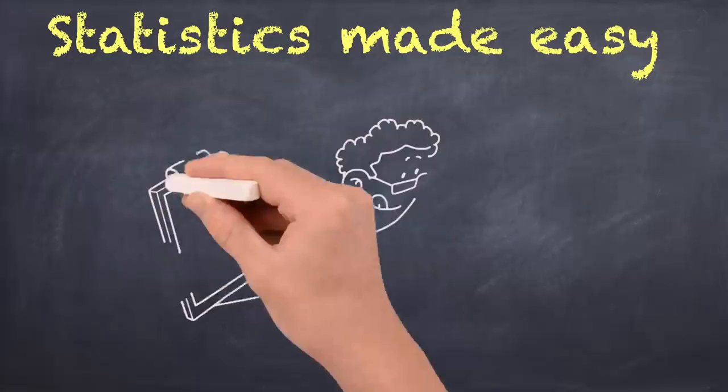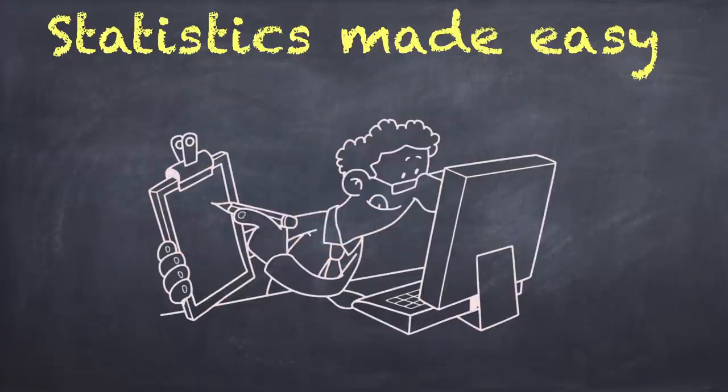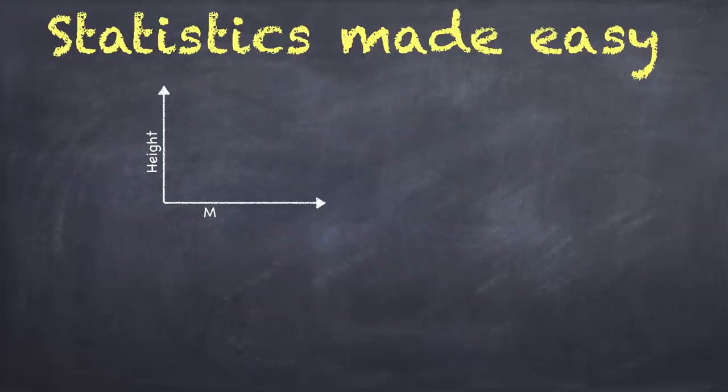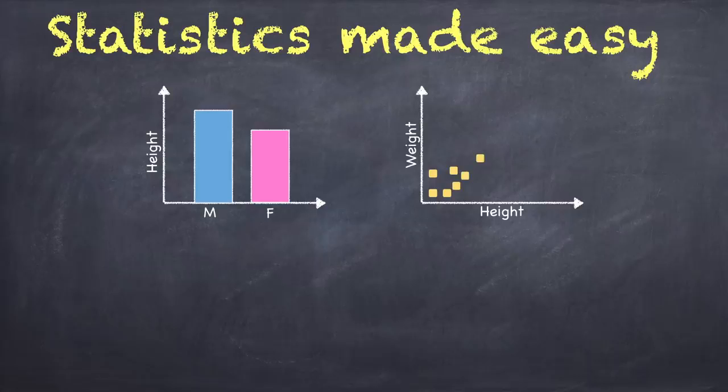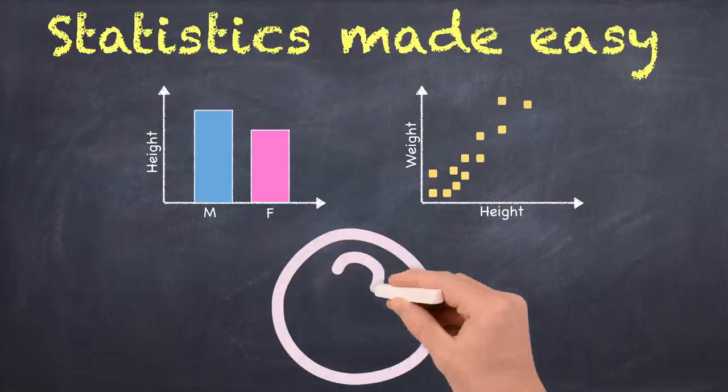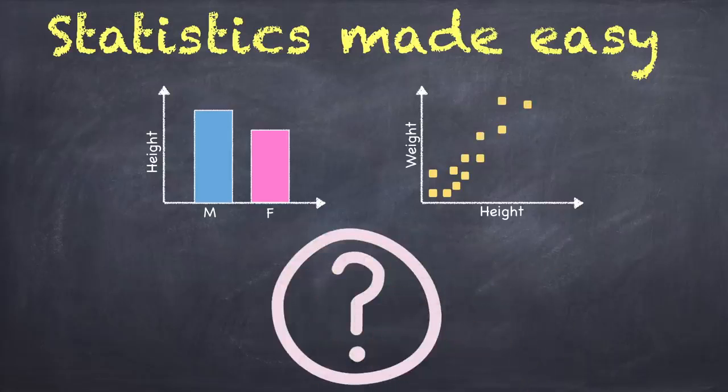When we look at sample data, for the most part we see two things. We see differences between groups, so men are taller than women, and we see relationships between variables, like taller people weigh more than shorter people. And the big question is, are those differences and are those associations or relationships real? And I'm going to talk you through what it is that we mean by the term real.